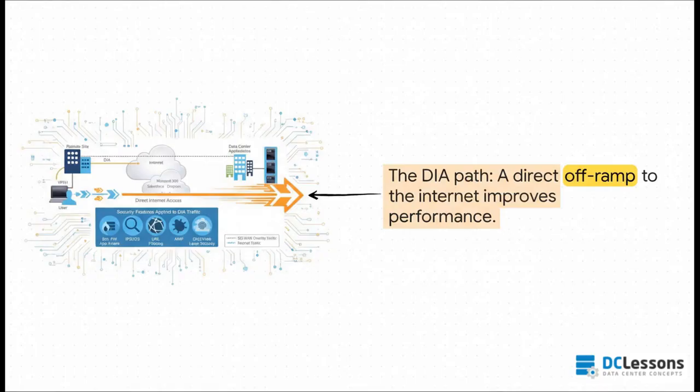Let's go back to our diagram for a second. See that solid, bold orange line? That is DIA in action. The traffic that's headed for the cloud gets to take an express off-ramp right from the remote site. It completely sidesteps the data center and goes straight to its destination. It's faster, it's way more efficient, and it actually saves you money on those private network links.